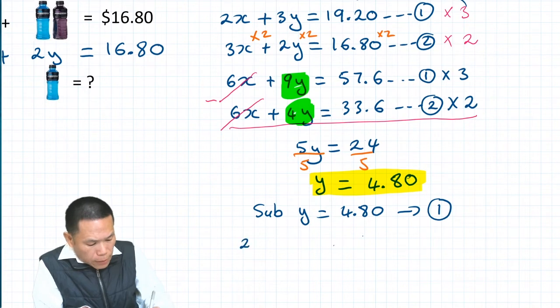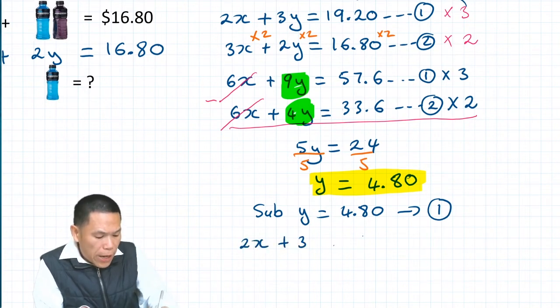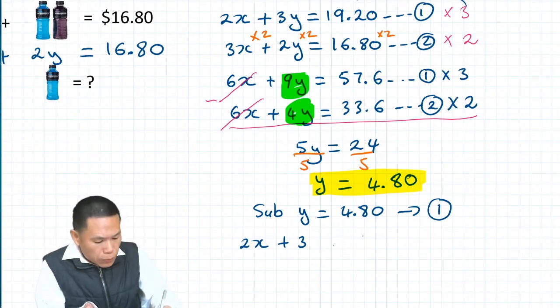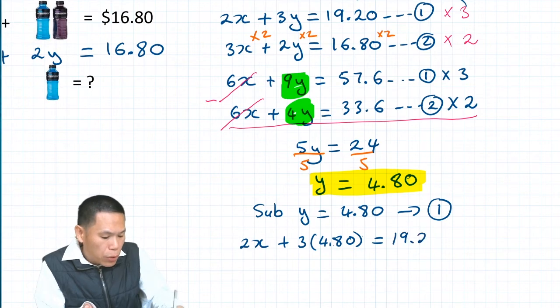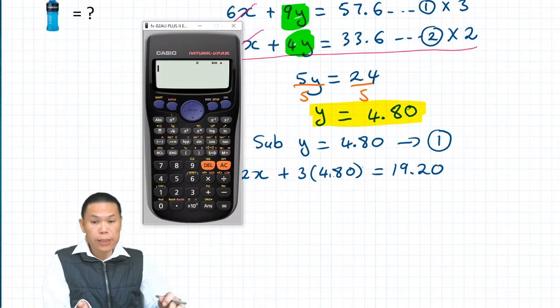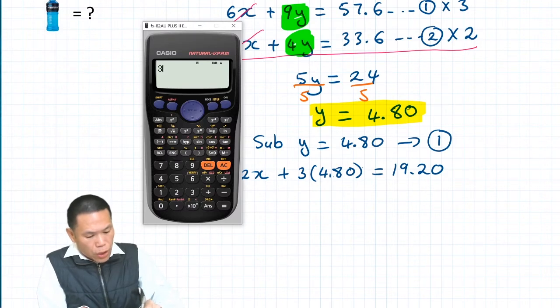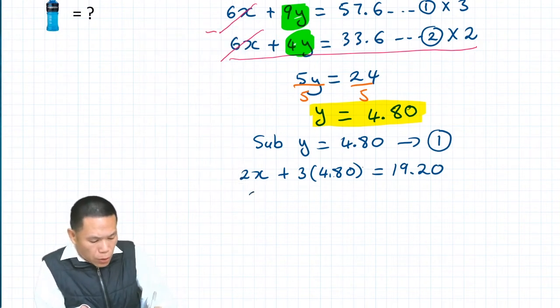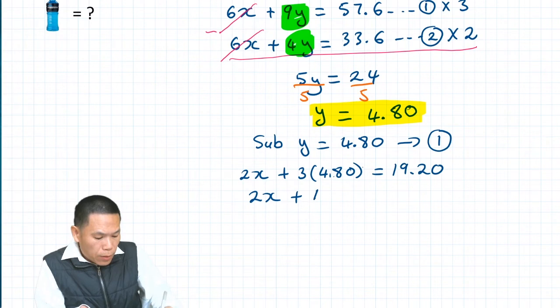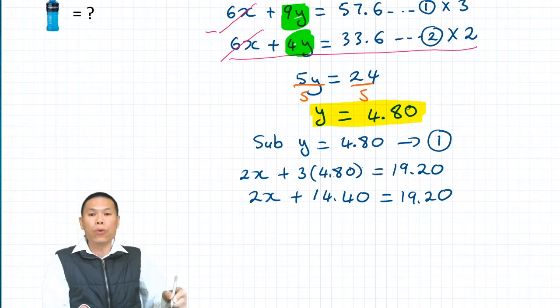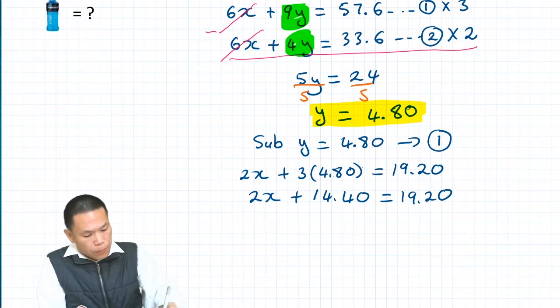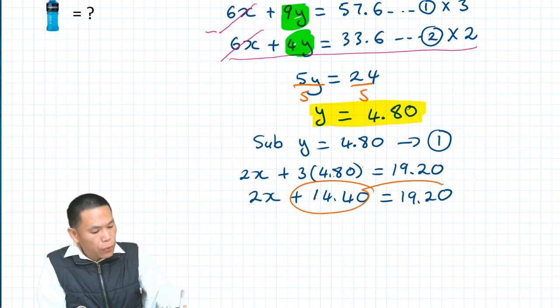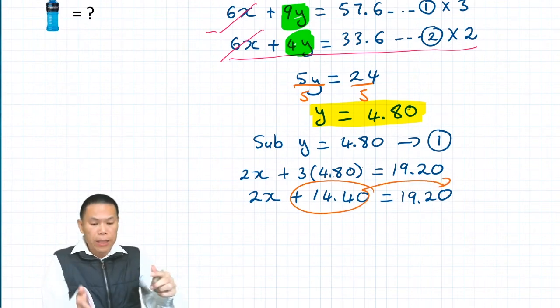So this means 2x plus 3y, where y is 4.80, is equal to 19.20. Now I just put this in the calculator. 3 times 4.8 equals 14.4. So 2x plus 14.40 is equal to 19.20. So now I move this 14.40 onto this side, and it becomes minus.